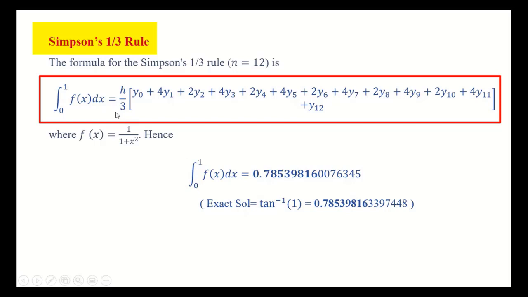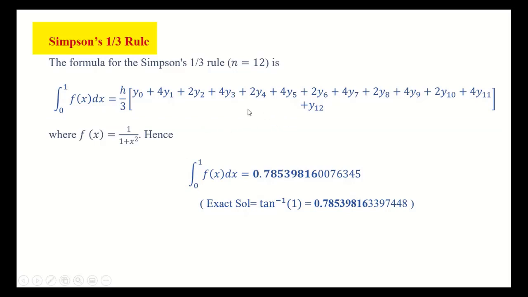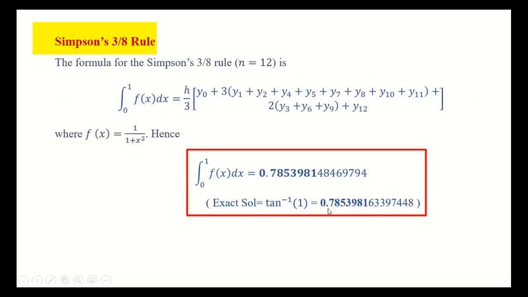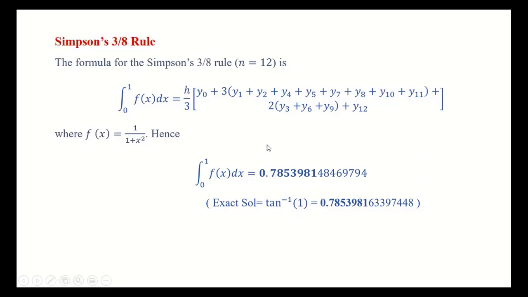After calculation and using the data as calculated before, you have the approximation 0.78539816, and this is the exact answer. You can see that it is also a better approximation.